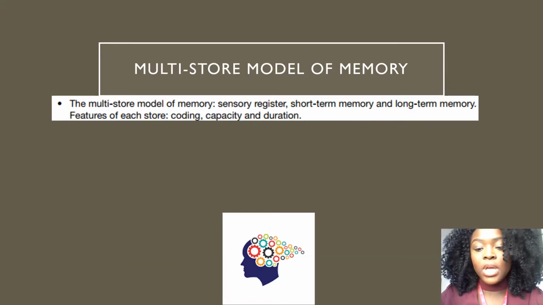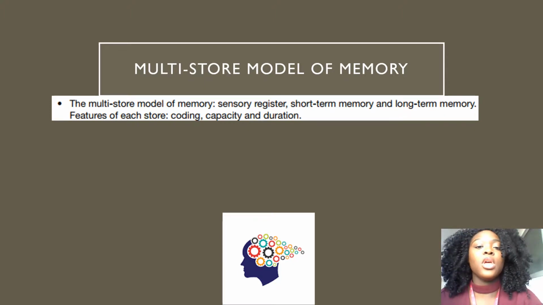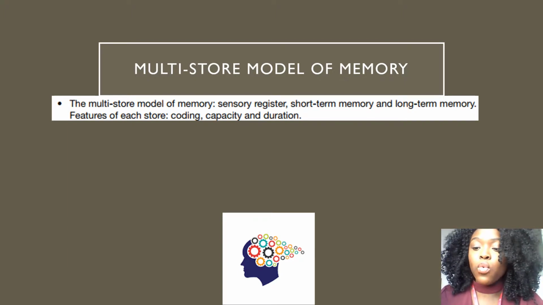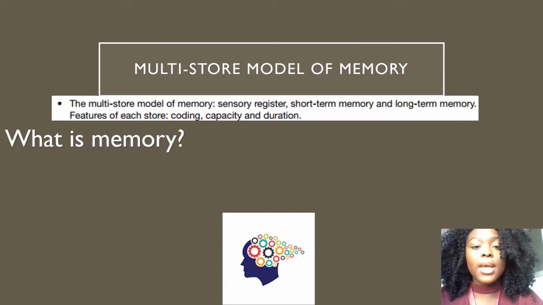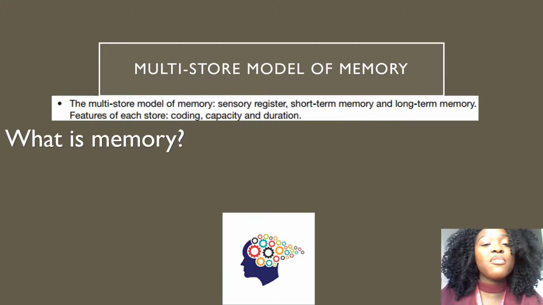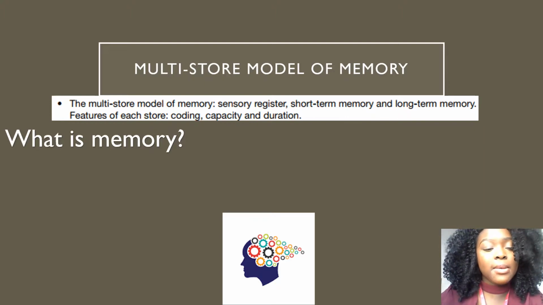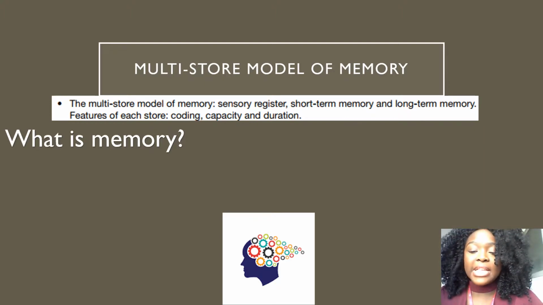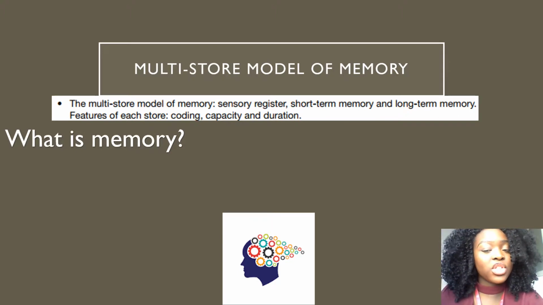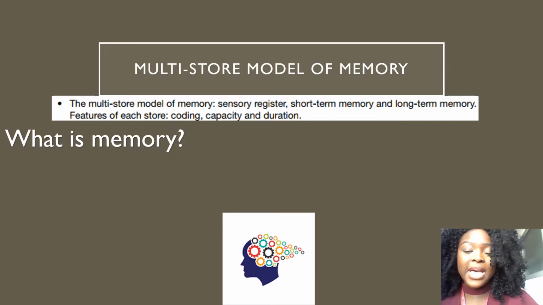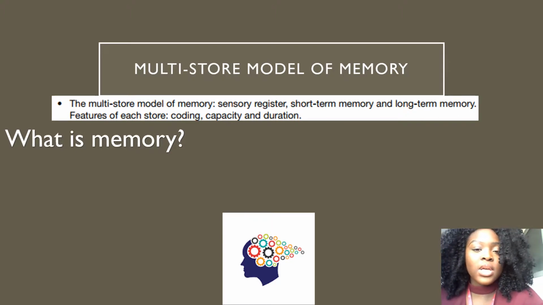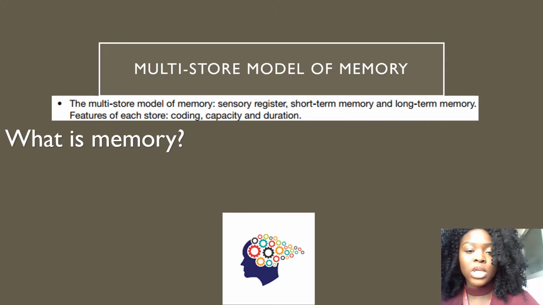So to start off, this multi-store model of memory, we're going to be looking at the key terms that come with it. First things first, what is memory? Memory is the process by which we retain information from events that have happened in the past. This past doesn't have to be 2 or 3 years ago. It could also be the intermediate past, which is maybe a few minutes ago. As you're living here, whatever's happened before is still the past.